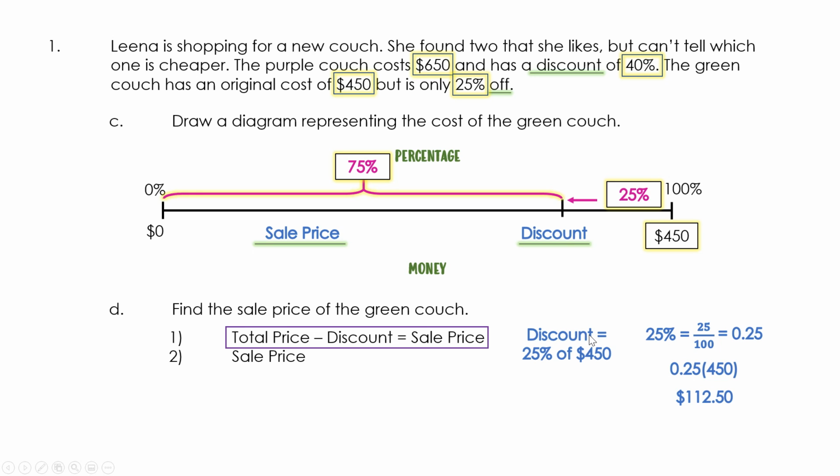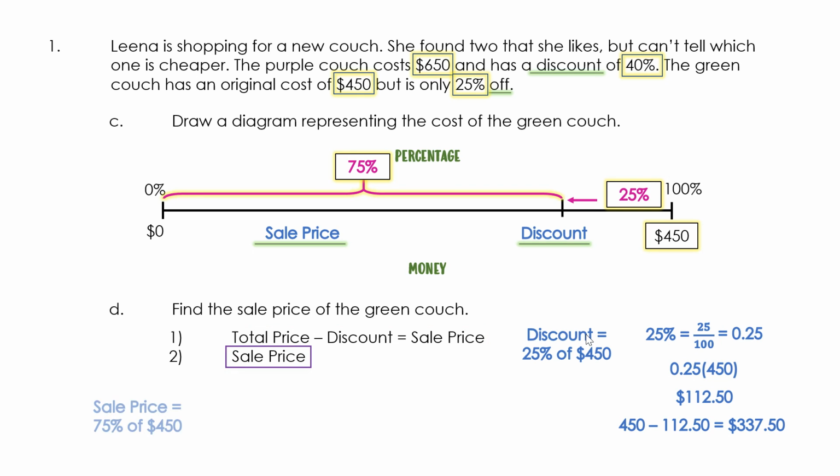But remember, that's just our discount, not the sale price. So we have to take that away from our total price, which will end up giving us a sale price of $337.50. So now let's try doing method 2 to make sure you come up with the same answer.